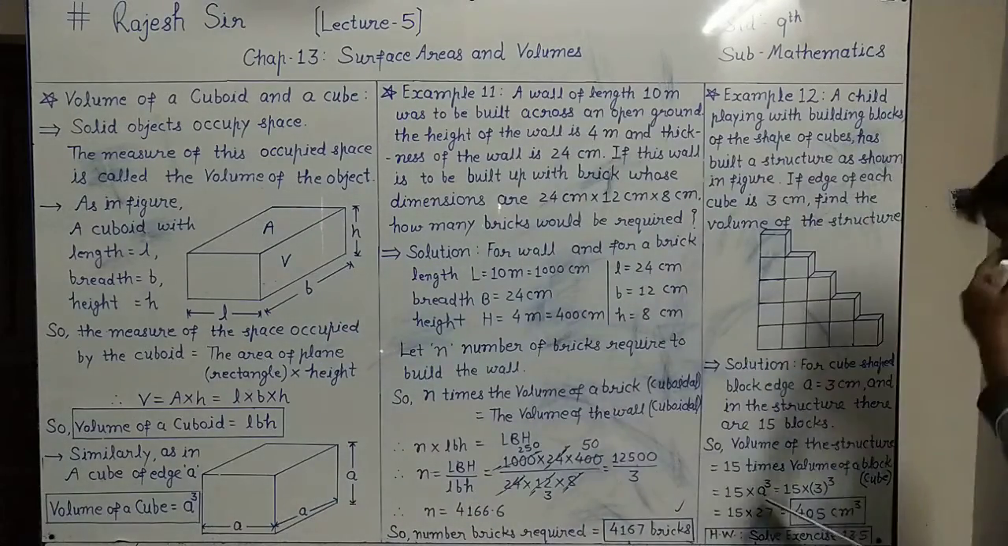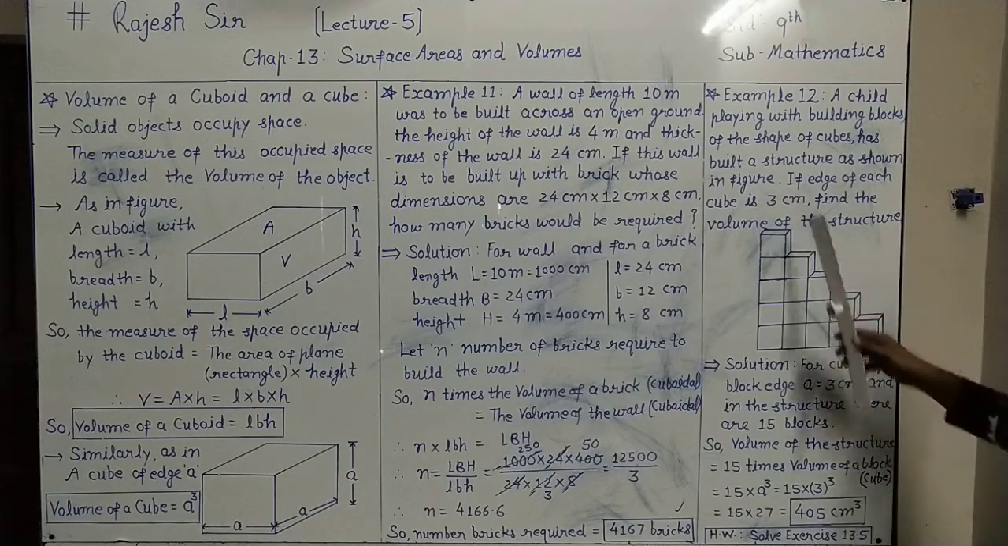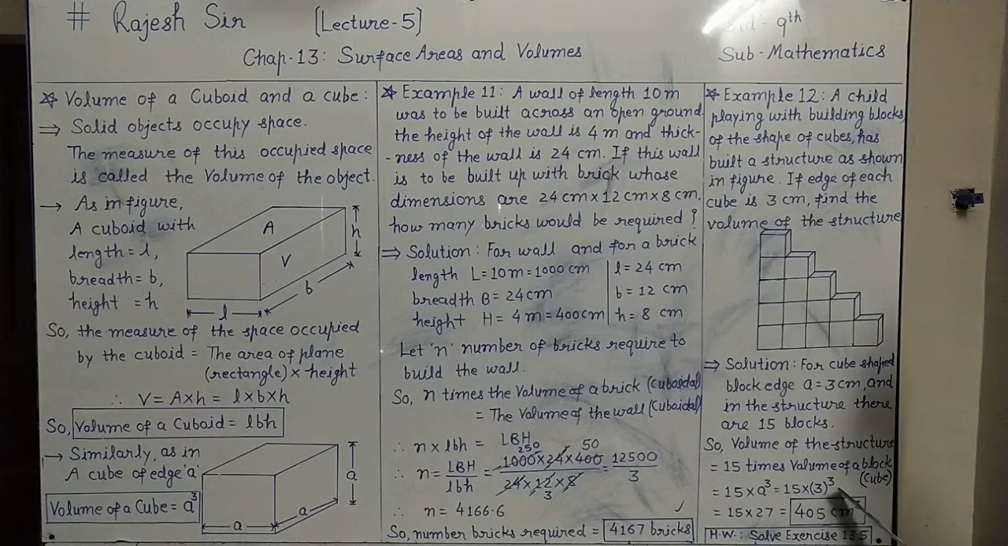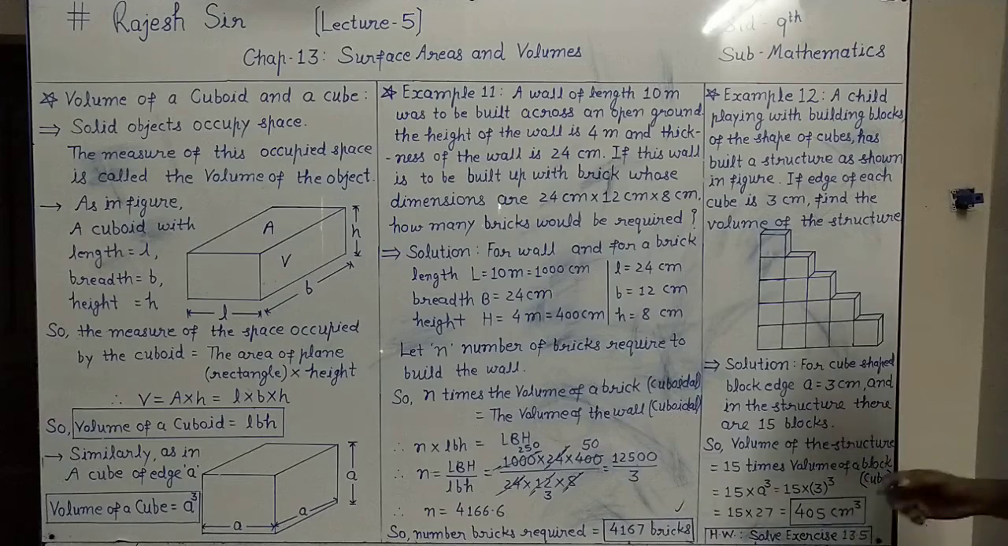So that formula we have placed. 15 into a cubed, where a is 3 cm, so it's 3 cubed. 3 threes are 9, 3 nines are 27. Then 15 into 27: 15 sevens are 105, so 5, carry 10. 15 twos are 30, and 10 more makes 40. So it is 405 centimeter cubed, which is the volume of this structure that the child has built.